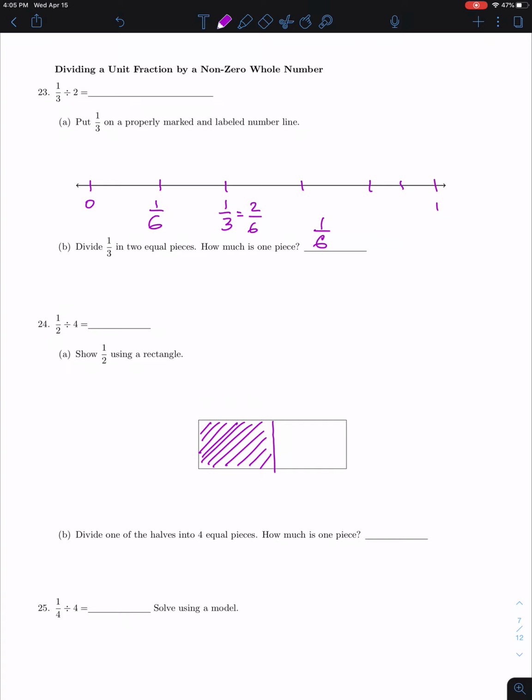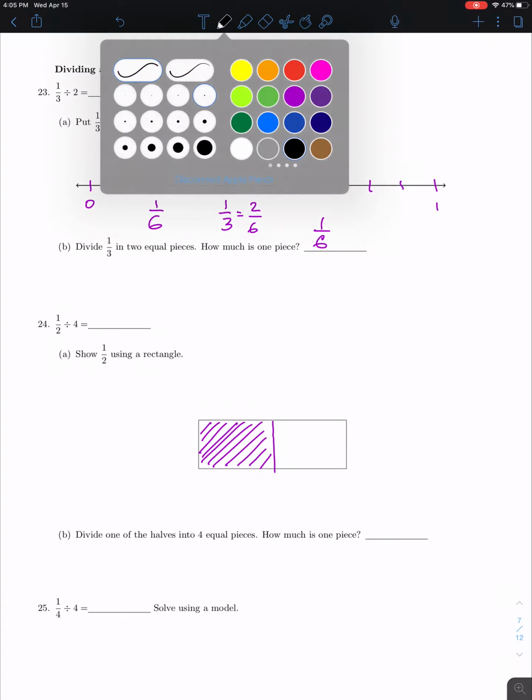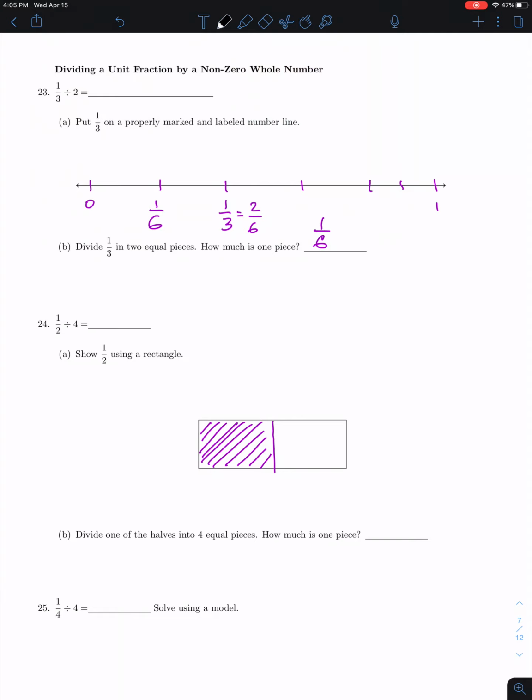But now what we want to do is divide this half up into four equal pieces. So now I want to divide each smaller piece into four chunks. That means I need three lines. And I'm just going to do all of them on both sides, even though it doesn't matter.